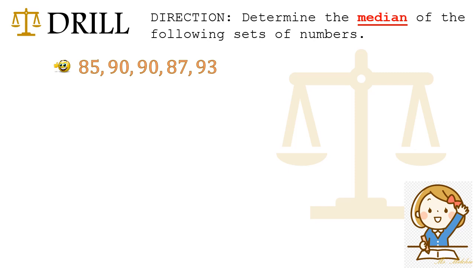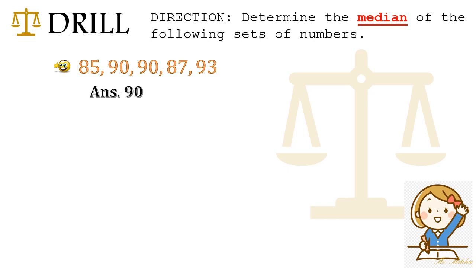So we have 5 scores here. Since we have 5 data values, where do you think our middle score or middle number is? Out of these 5 given scores, of course our third value, and that would be 90.